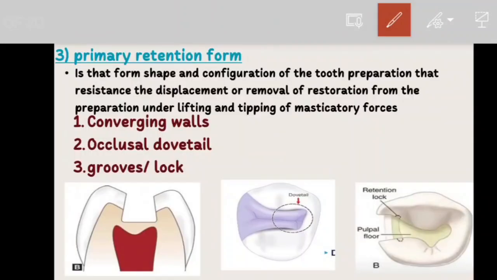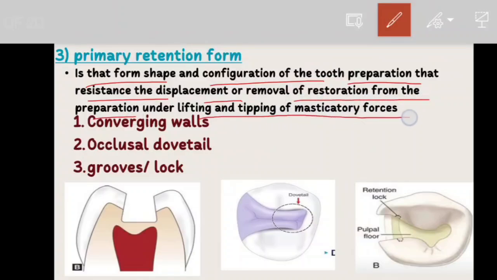Now the third one is primary retention form. Primary retention form prevents dislodgement of the restoration. It is that form, shape and configuration of the tooth preparation that resists the displacement or removal of the restoration from the preparation under the lifting and tipping of the masticatory forces. It can be achieved by the methods of converging wall, occlusal dovetail and grooves and locks.